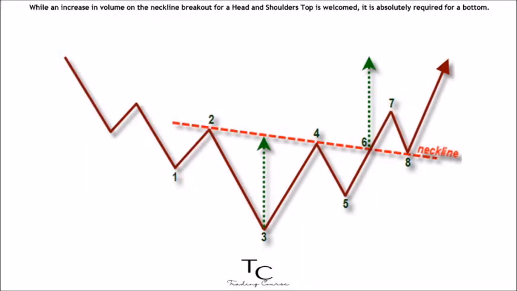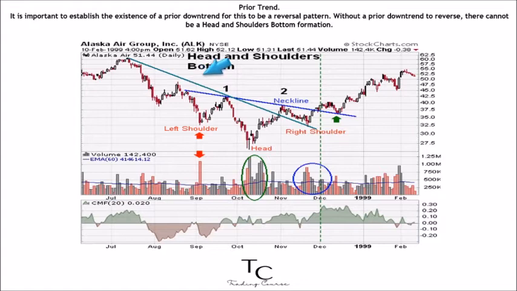While an increase in volume on the neckline breakout for a head and shoulders top is welcomed, it is absolutely required for a bottom. We will look at each part of the pattern individually, keeping volume in mind. Prior trend. It is important to establish the existence of a prior downtrend for this to be a reversal pattern. Without a prior downtrend to reverse, there cannot be a head and shoulders bottom formation.